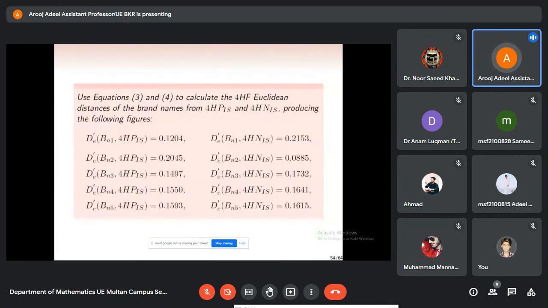And in the next step, we calculate the 4 polar Hesitant fuzzy Euclidean distances of the brand names from the 4 polar Hesitant fuzzy positive ideal solution and negative ideal solution. Here we get the distances that you can see. These distances are from the positive ideal solution, and these distances are calculated from the negative ideal solution. Here we get the 5 distances from the positive ideal and 5 distances for the negative ideal solution.